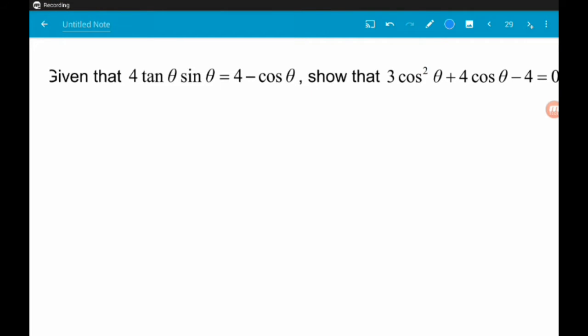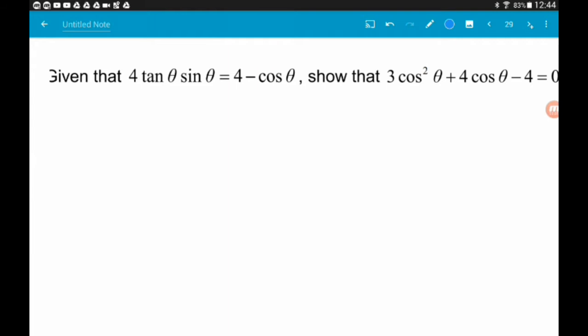Okay, next up, we've got a beautiful specimen of an exam type question. So, given that 4 tan theta sine theta equals 4 minus cos theta, we want to show that 3 cos squared theta plus 4 cos theta minus 4 is equal to 0. So, basically turn everything in this first equation into cos's and then into the form that we have at the end here.